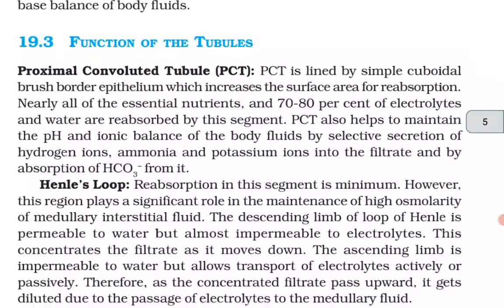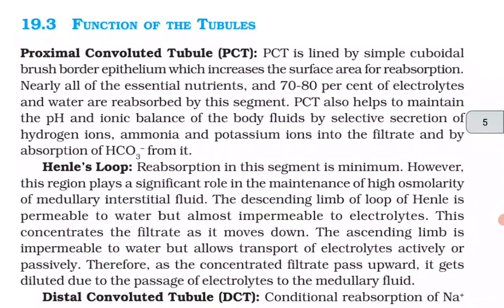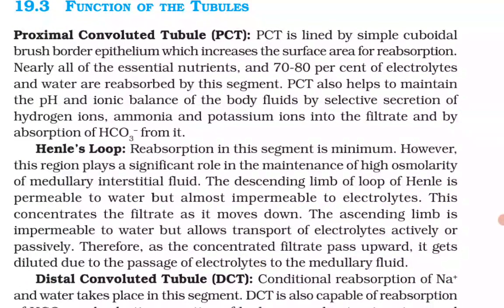Function of the tubules. Proximal convoluted tubule, PCT. PCT is lined by simple cuboidal brush border epithelium, which increases the surface area for reabsorption. Nearly all the essential nutrients and 70 to 80% of the electrolytes and water are reabsorbed by this segment. PCT also helps to maintain the pH and ionic balance of the body fluids by selective secretion of hydrogen ions, ammonia and potassium ions into the filtrate and by absorption of HCO3- from it.